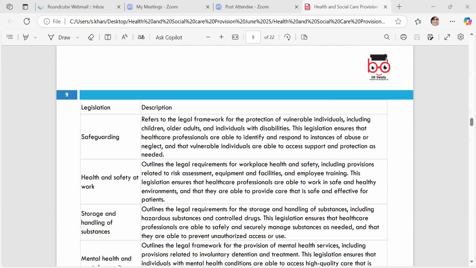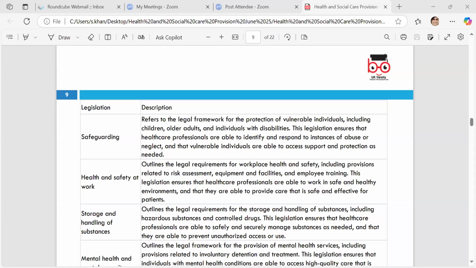The next one is safeguarding. Again, safeguarding is a really important part that is there to protect vulnerable individuals who need care, and also to protect them from any sort of abuse or neglect. It is often guided by the Care Act 2014, and it focuses on preventing harm and responding appropriately when it occurs.